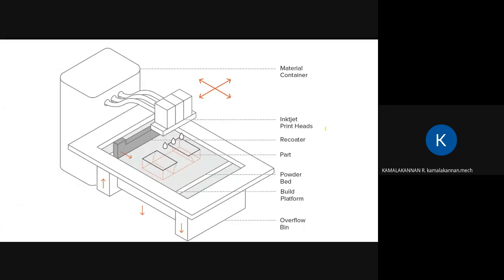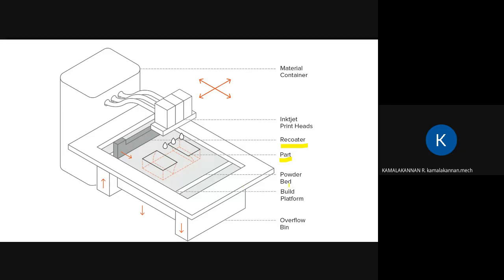Then the recoater. Recoater is not a new word for you. Recoater is used to provide the powder metal on the build platform. Once the layer work is completed, the next layer of powder will be provided by the recoater. That is how it has been used in the previous technologies also. And this is the part that I mentioned to show you how it is. And next one is the powder bed, or build platform.